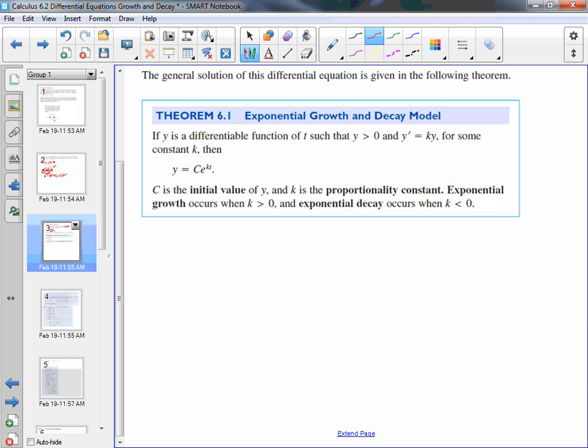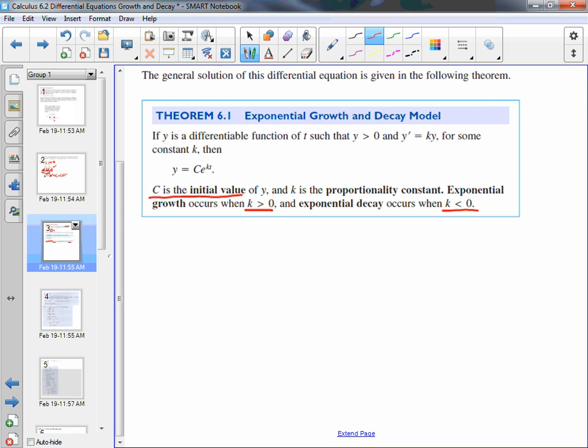C is the initial value of y. All right, you've got to know that. C is the initial value of y. K is the proportionality constant. Exponential growth occurs when k is positive. Exponential decay occurs when k is negative. So that's why it's growth and decay.